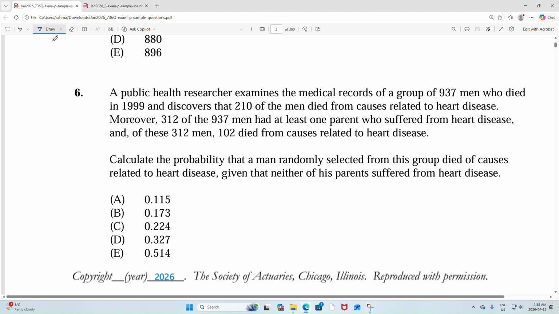I'm going to try to keep the solution here relatively short and go straight to the answer. Now, for conditional probabilities, I like to start with the denominator, which relates to the given part. It says, given that neither of his parents suffered from heart disease. So that's all we're dealing with to calculate this probability.